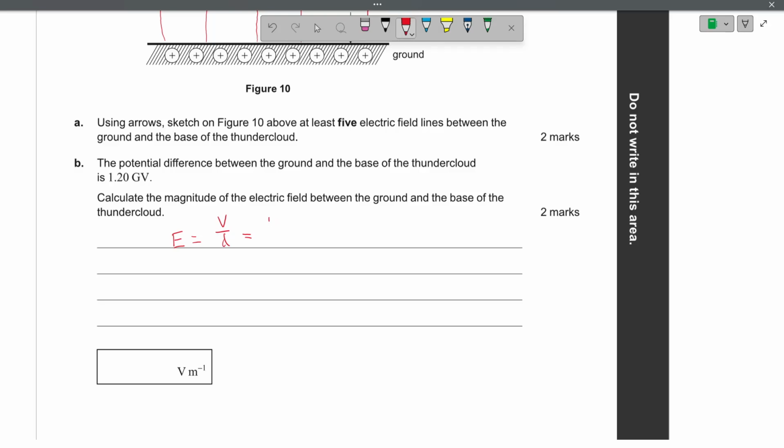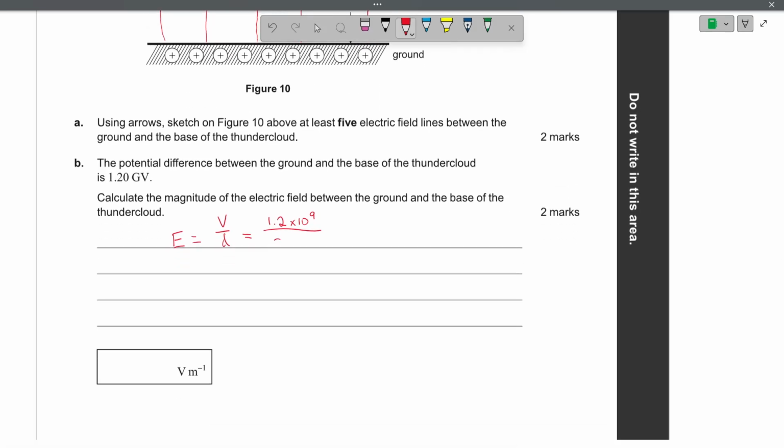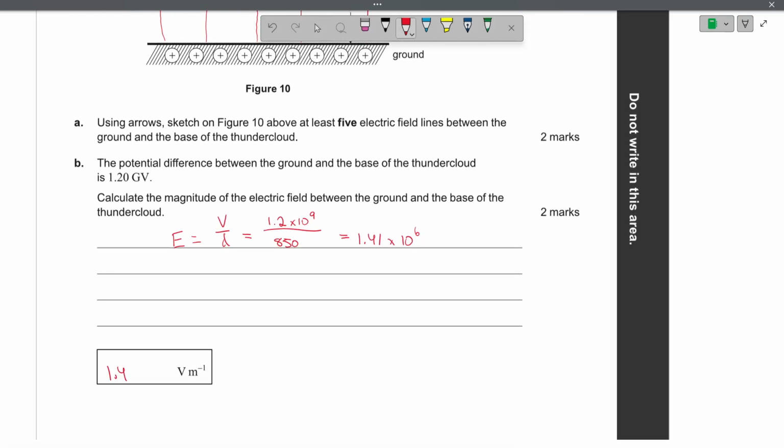The voltage is 1.2 gigavolts, 1.2 times 10 to the 9, that's your giga. The distance between the plates, quote unquote, is 850 meters. Calculate that and you get 1.41 times 10 to the 6. Significant figures: there's 3 here, there's 3 here, so we're going to leave it as 1.41 times 10 to the 6. There you go.